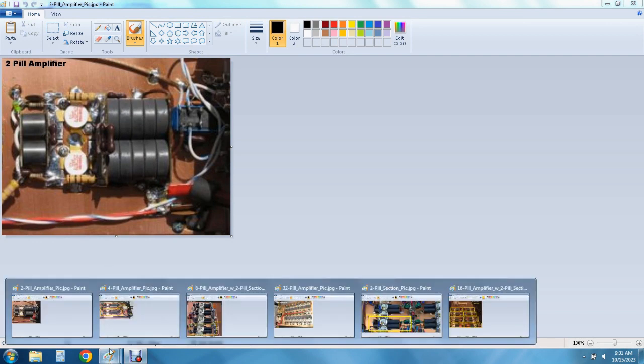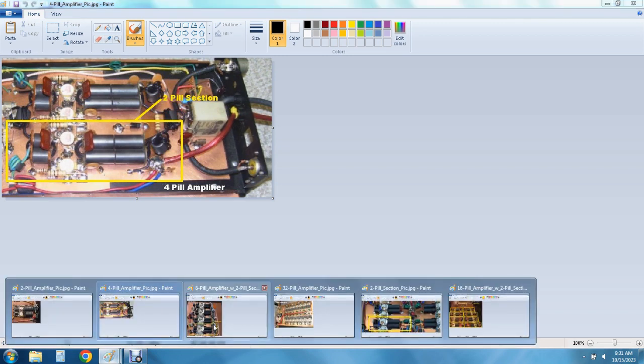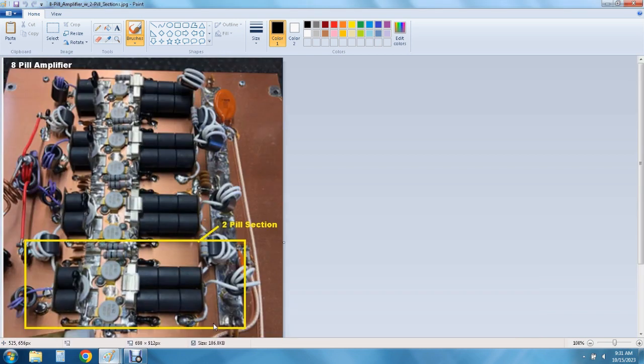Let's take a look at another one. Here's a four-pill amplifier, classic. And we notice already that the amplifier is built out of two-pill sections. I've outlined one of them here in yellow. There's another two-pill section just above it here. Let's look at a different amplifier. Here's an 8-pill, and we see four two-pill sections. You can easily recognize them.